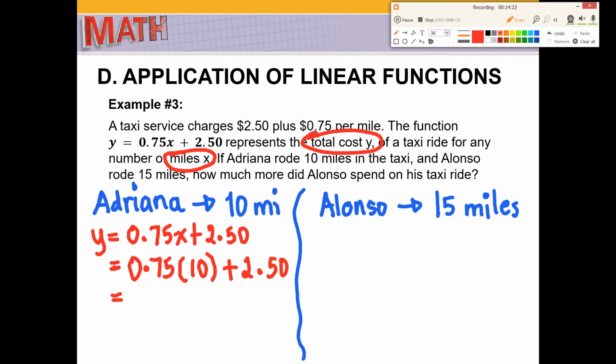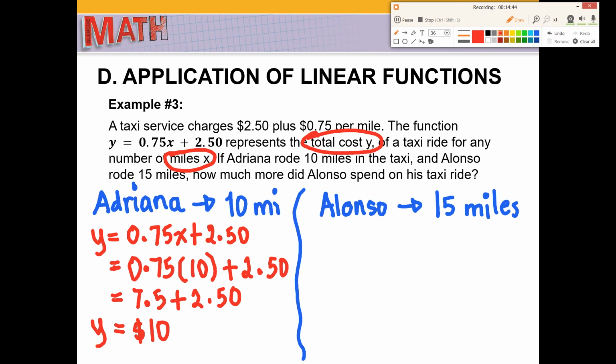Simplifying 0.75 times 10, we will have 7.5 plus 2.50. When you add this, you will get 10. So it means that Adriana paid $10 for the taxi service.